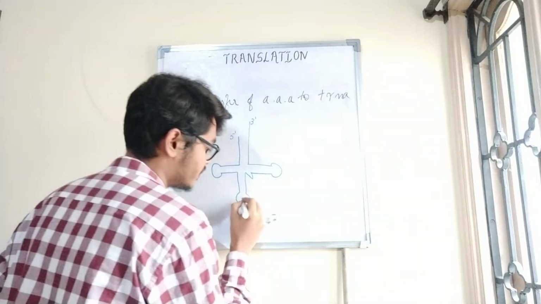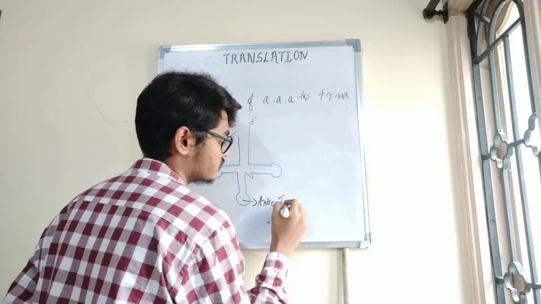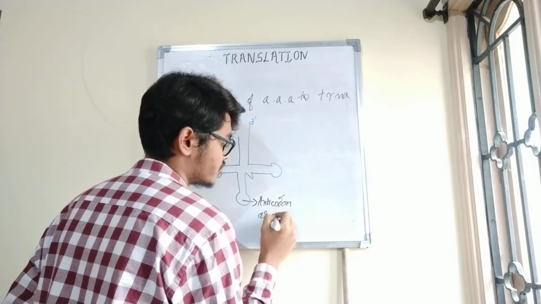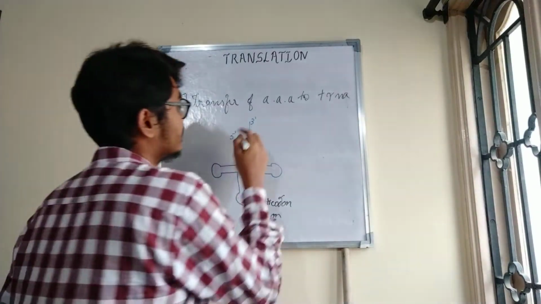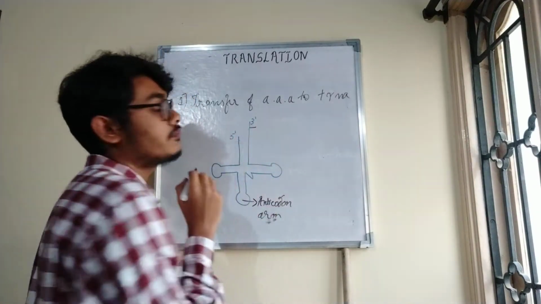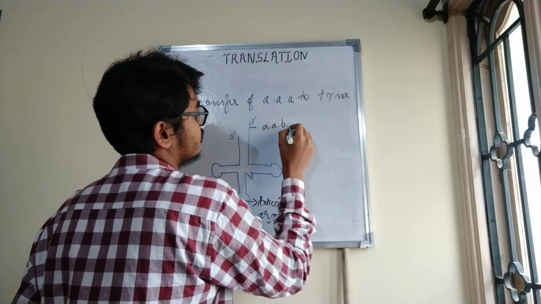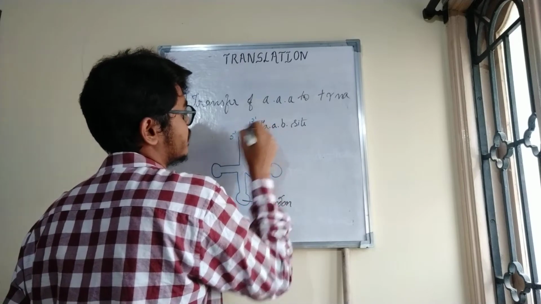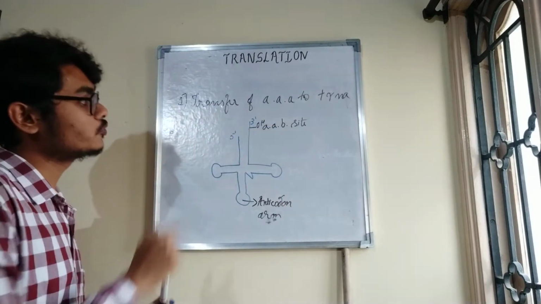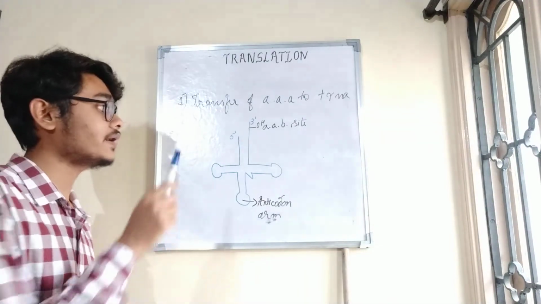So this is the anticodon arm. I'm just naming the parts which I require to explain this. Here, this is the amino acid binding site. Here the functional group will be OH. So to this, our activated amino acid should come and attach.